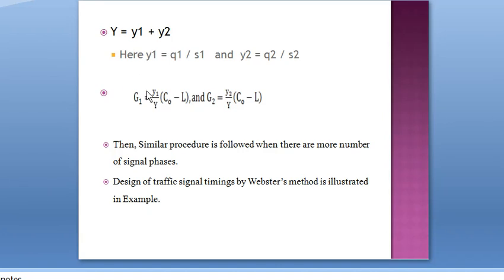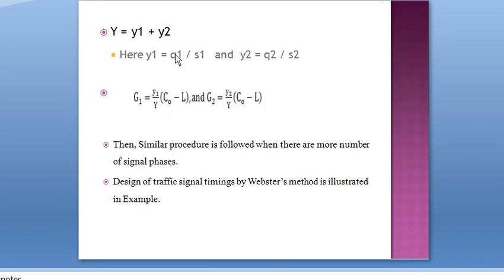And there is an equation for calculating green time, that is, critical flow ratio in that phase divided by total critical flow ratio, into effective green time, that is C minus L.